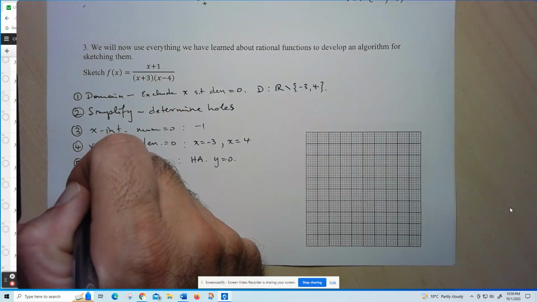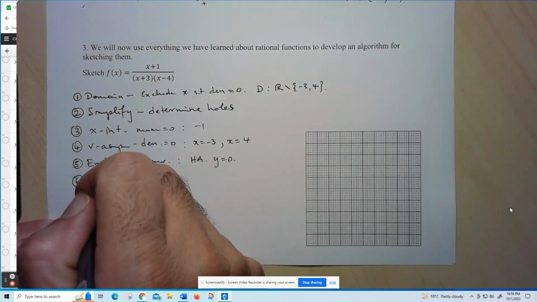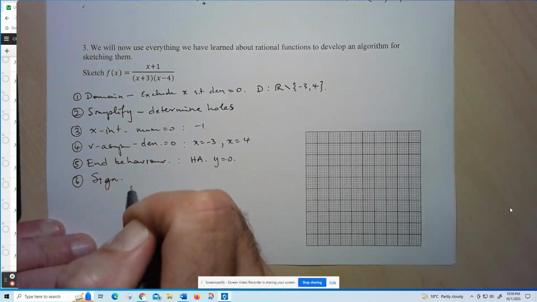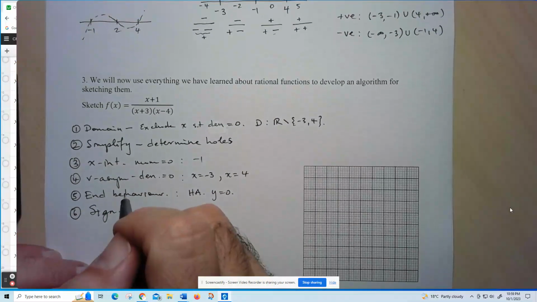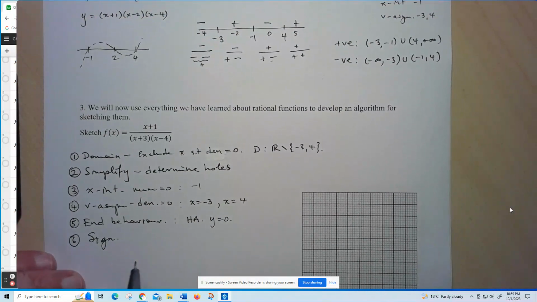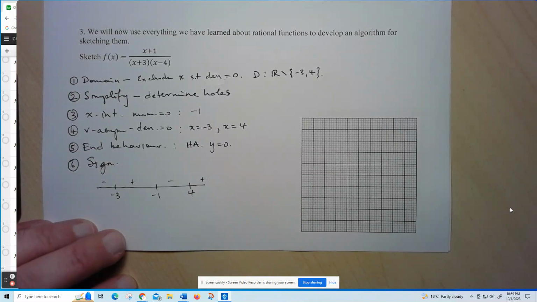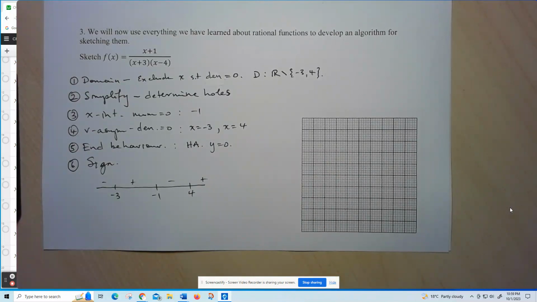And lastly, and we'll see why this is going to be helpful, is to determine the sign of the function. Okay? Now, we've already done that up here, so I'm not going to repeat it. I'll just draw my line so that we can see it easily while we're drawing the graph. So it's negative, positive, negative, positive. And now we're going to put all these things together to draw the graph. All right?